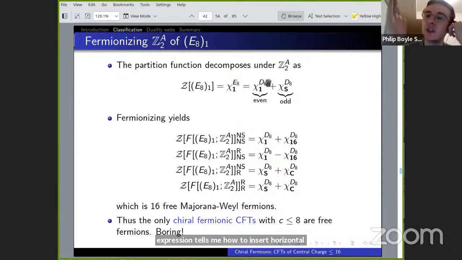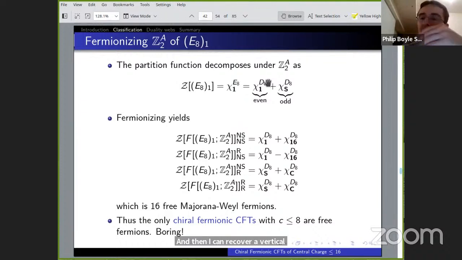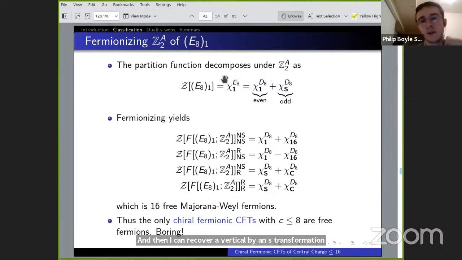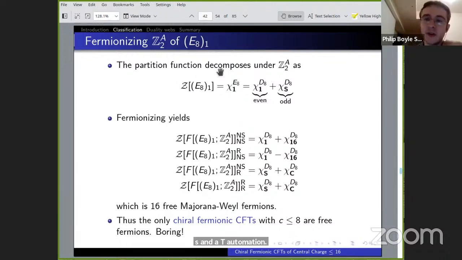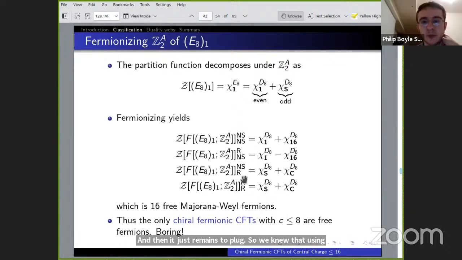And then I can recover a vertical twist by an S transformation, and I can then recover a combination of both twists by an S and a T transformation. So that means I know all partition functions as a function of A, the background gauge fields, and then it just remains to fermionize them. So we do that using an explicit formula for fermionization, and we compute the partition functions, which depend upon the spin structure, and they emerge as follows.